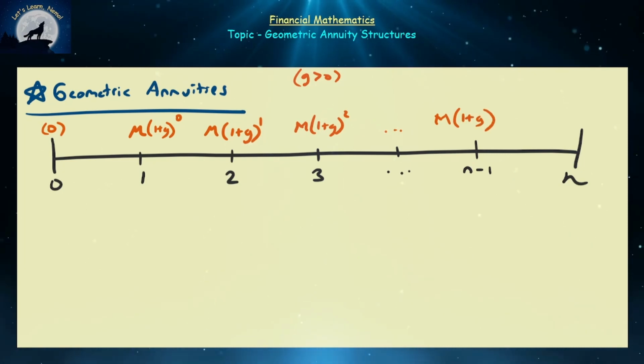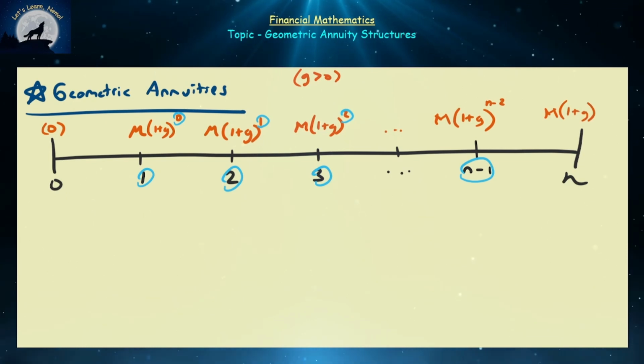Take a moment, pause this video if you need to think about it. But notice that we have 1 subtract 1, 2 subtract 1, 3 subtract 1, and then n minus 1 subtract 1. What would that be? That obviously would be n minus 2. And the last payment will have a value of m times (1 plus g) to the n minus 1. Right? So here the payments are increasing geometrically.